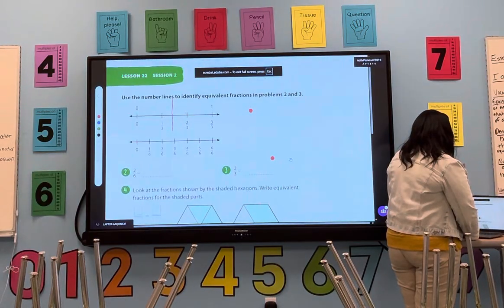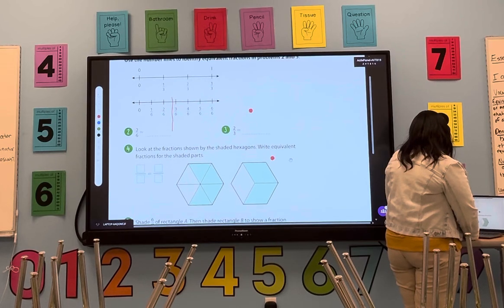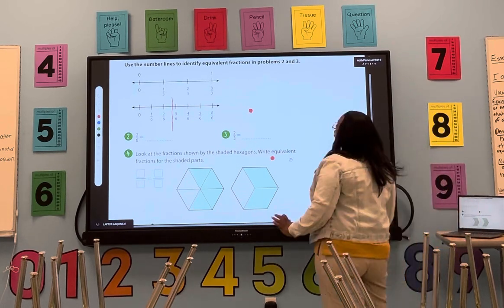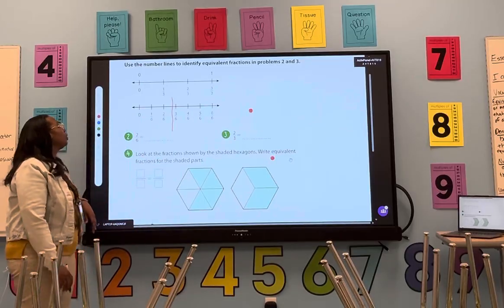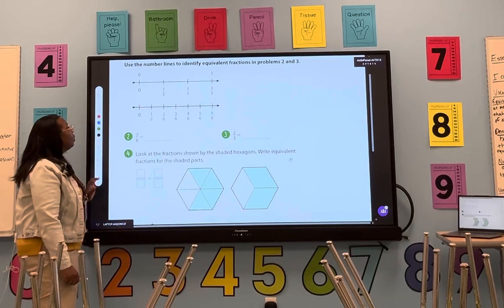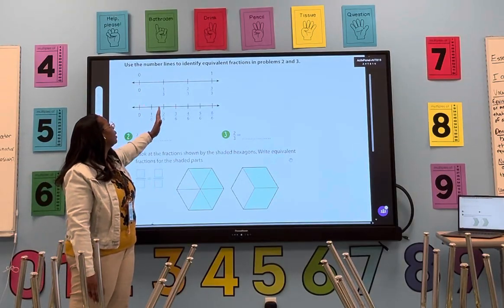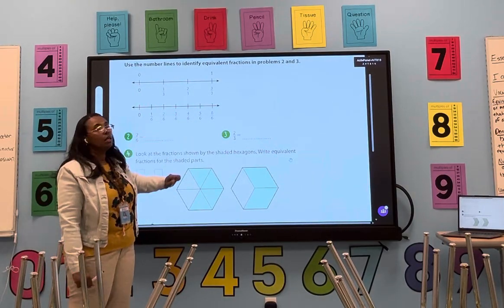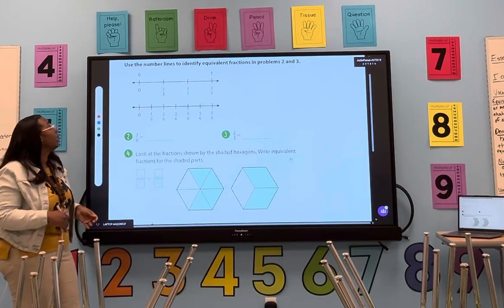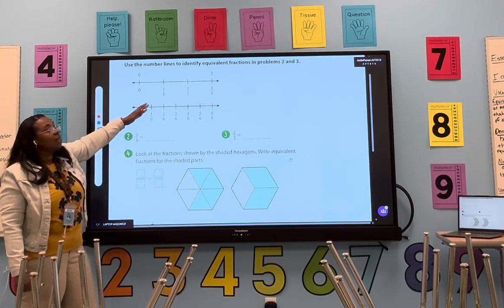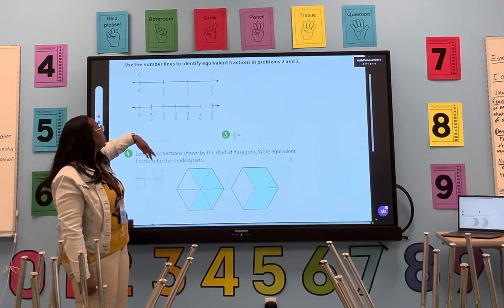Okay, so this is number 2. It's the number line that I was telling you guys about. So it says, use the number lines to identify equivalent fractions in problems 2 and 3. And basically, when you're looking at a number line, you're looking at fractions that fall directly underneath each other. That would tell you it's equivalent because they're on the same spot on that number line. So we don't even have to label the number line. All we have to do is just go ahead and see which fractions those are.